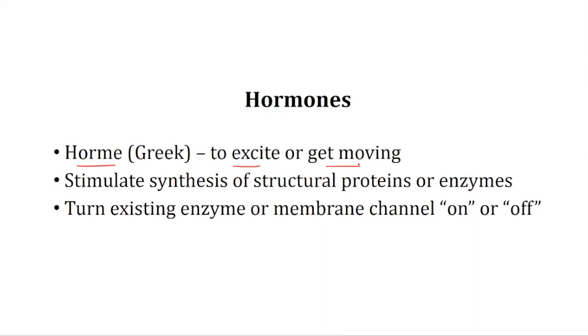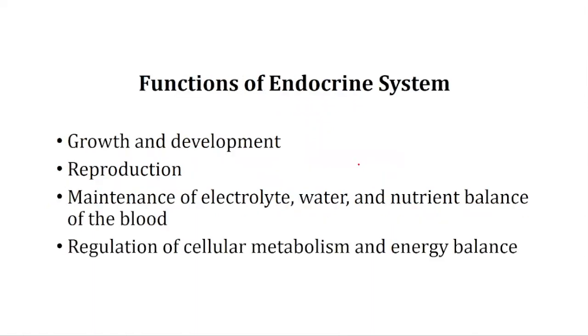So by turning certain proteins on or off, what does the endocrine system do? What does it regulate? It's going to regulate processes of growth and development, reproduction, pregnancy, delivery of children, and also maintenance of electrolytes, the concentration of chemicals, osmotic pressure, water, and nutrient balance of the blood.